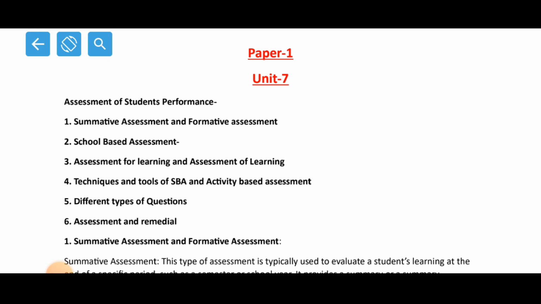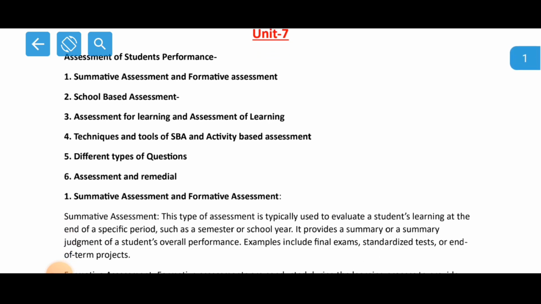There are different types of assessment, like summative assessment and formative assessment. These are very common, and you'll get many questions in examinations, in aptitude examinations, from summative and formative assessment. So you should know the basic difference between the two. Then school-based assessment, the different assessments we do in school. Then assessment for learning and assessment of learning. These are two important terms.